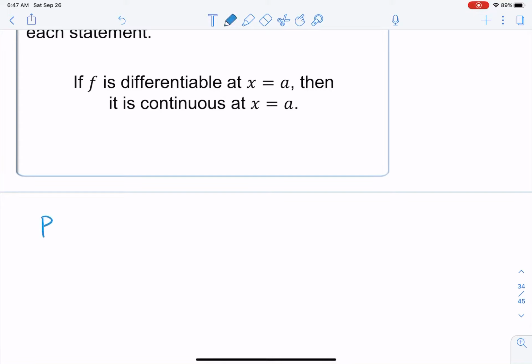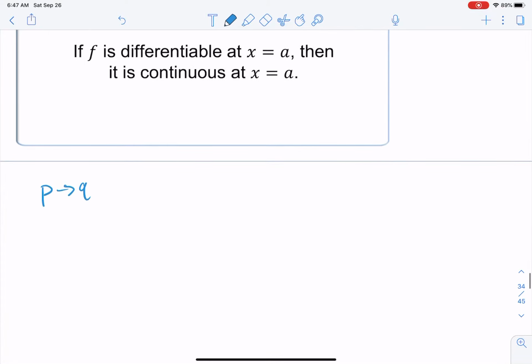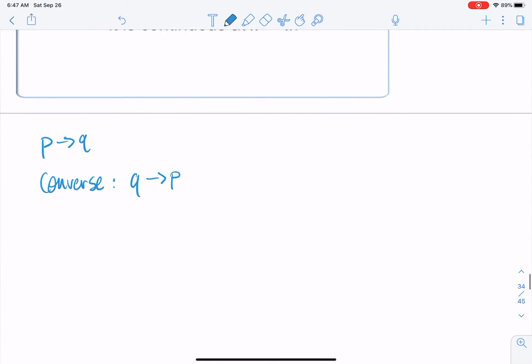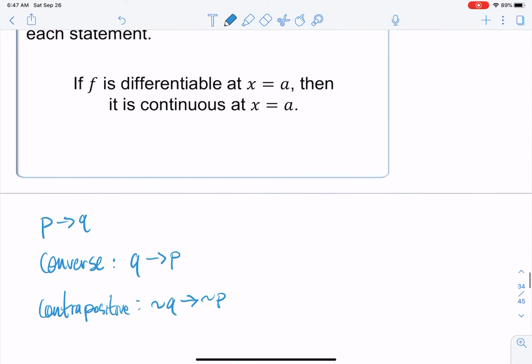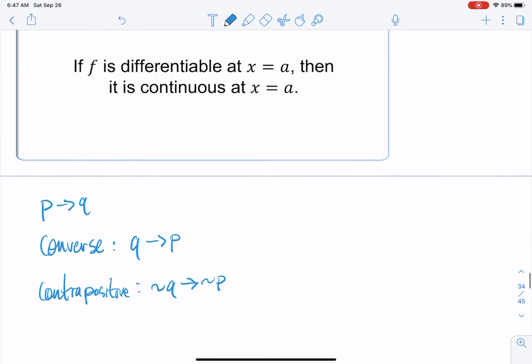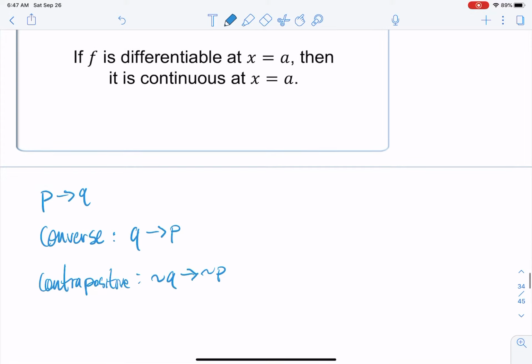This is what an original if-then statement looks like. P implies Q, where P is the if part, Q is the then part. Converse. Remember, you just switch that around. You switch the if and the then. It's Q implies P. But then I also wanted us to do the contrapositive here. Contrapositive, you flip it and you negate it. It's not Q implies not P. Okay, so I'm going to take the converse of this particular statement. You might remember from geometry, when you have an if-then statement, its converse is not necessarily true. That's what we're going to take a look at.